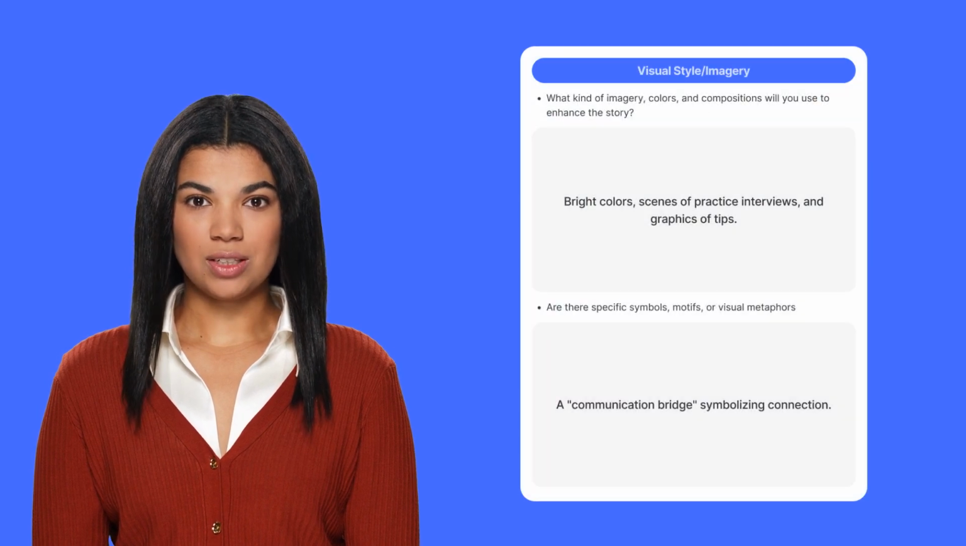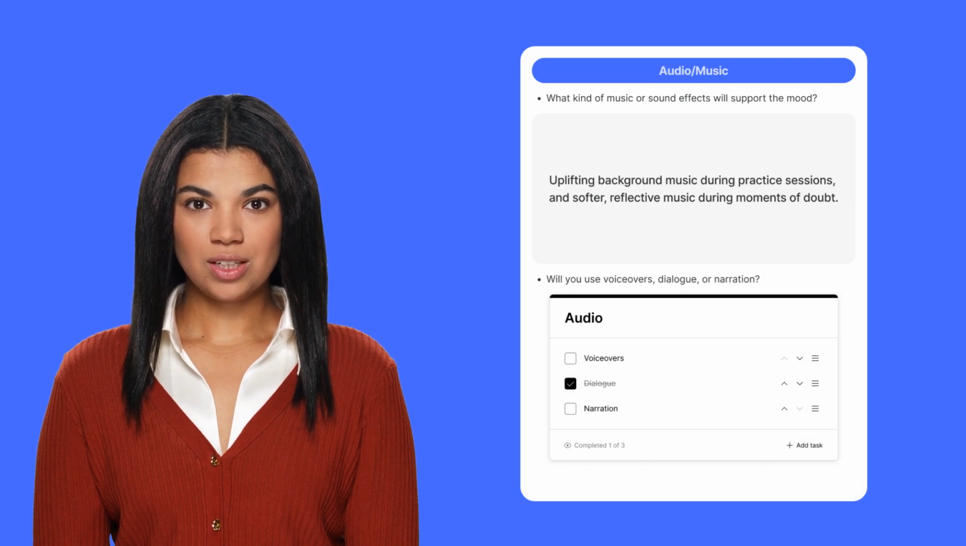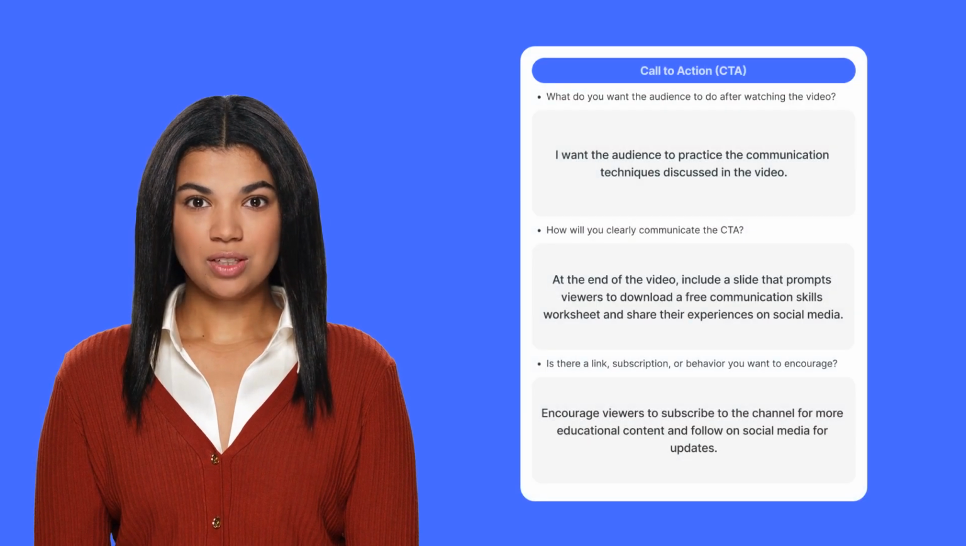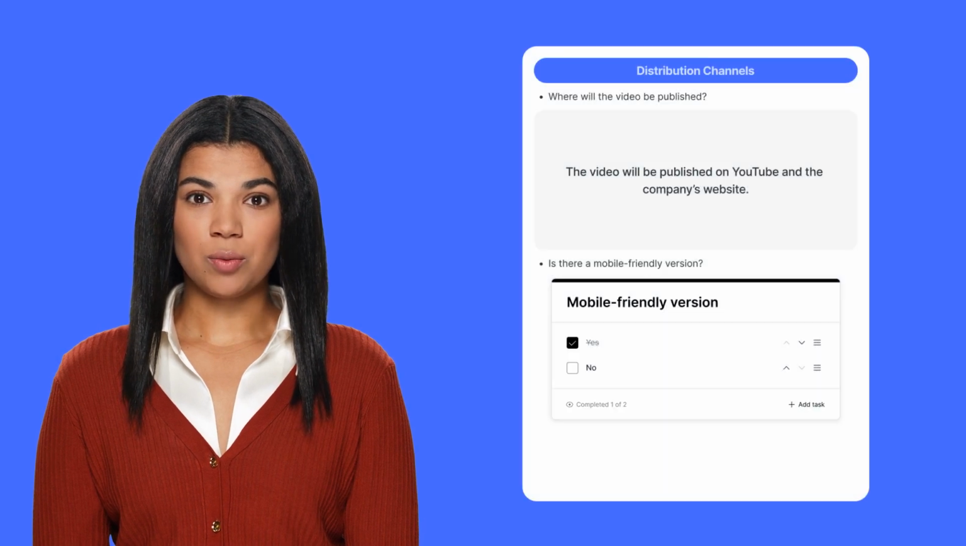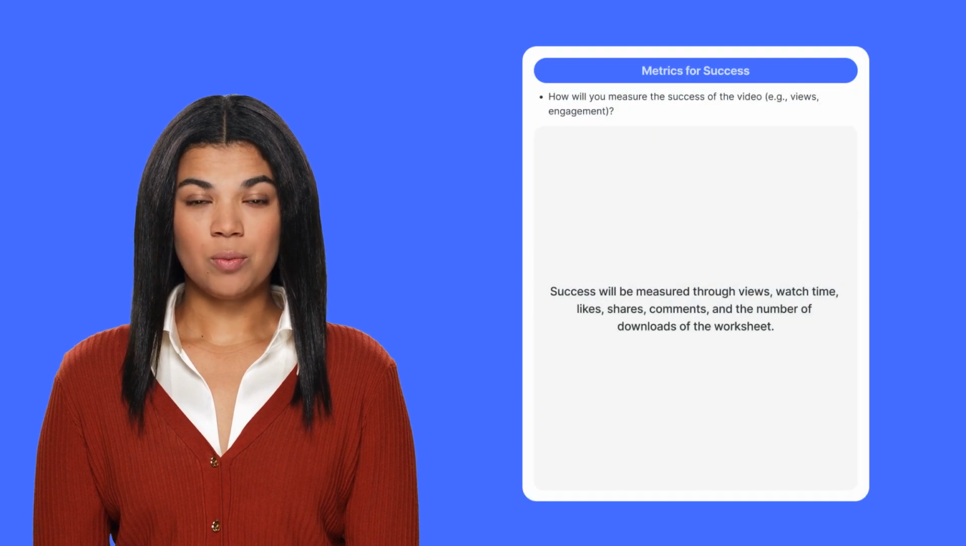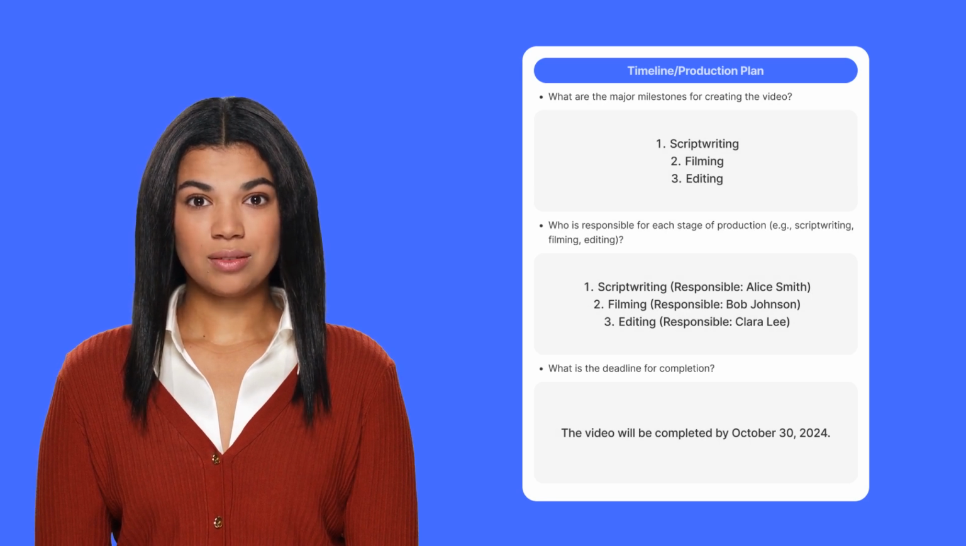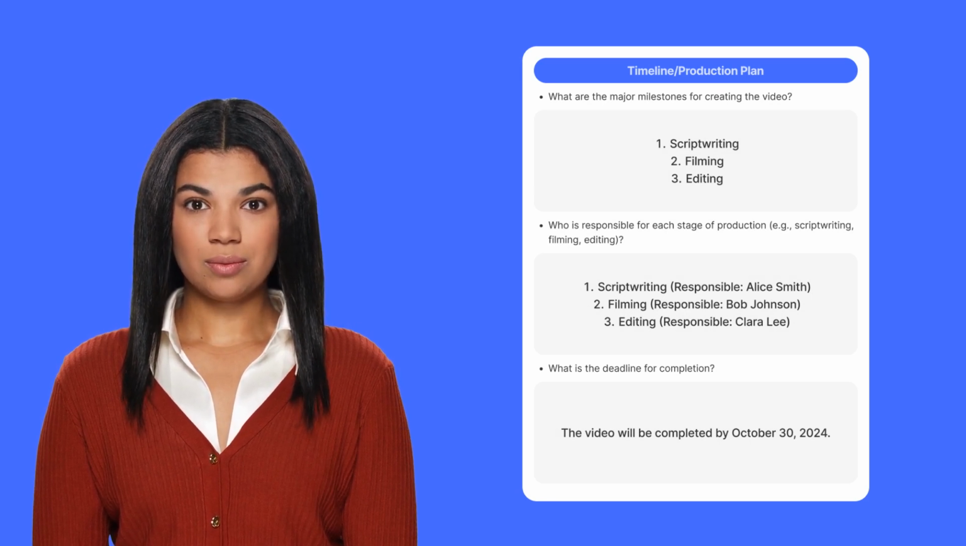Decide on the visual style and audio elements. Use the template to plan imagery, animations, and sound that support your story and enhance learning. Define your call to action. What do you want viewers to do after watching? Also, plan where and how you'll distribute the video. Set measurable goals for success and outline your production timeline. This helps track the effectiveness of your video and keep the project on schedule.